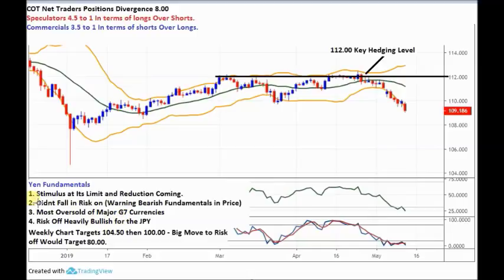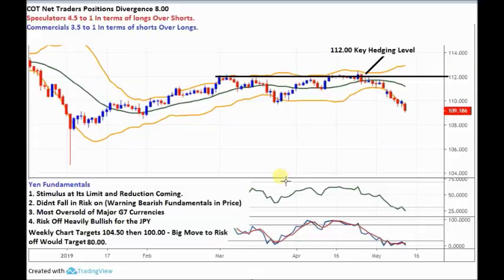Let's take these points. Point 1, stimulus in Japan is at its limit and a reduction is coming. The media always talk about negative rates in Japan. The fact they print money means the yen must go down. Well, it's all in the price now. A reduction is coming. And you could see this when the yen didn't fall in risk on. Yes, the number one safe haven currency. You had stock markets at multi-year highs when we're up at this 112 level, but the USD couldn't push up on the yen.